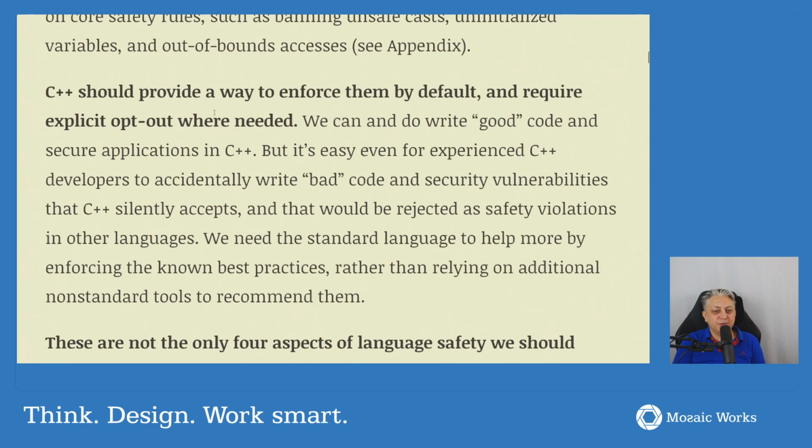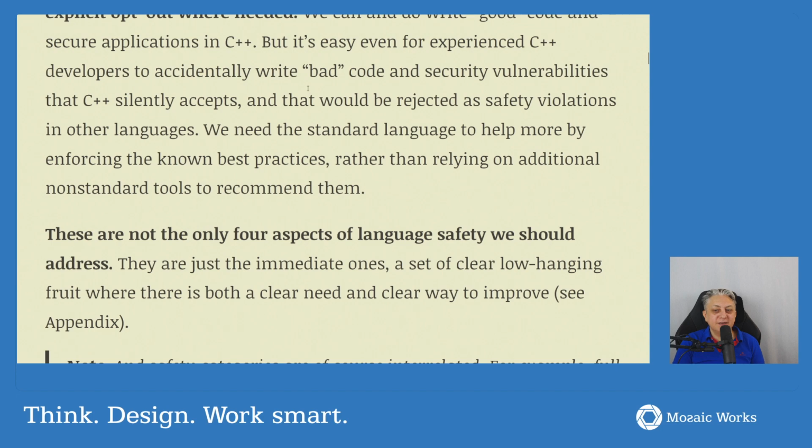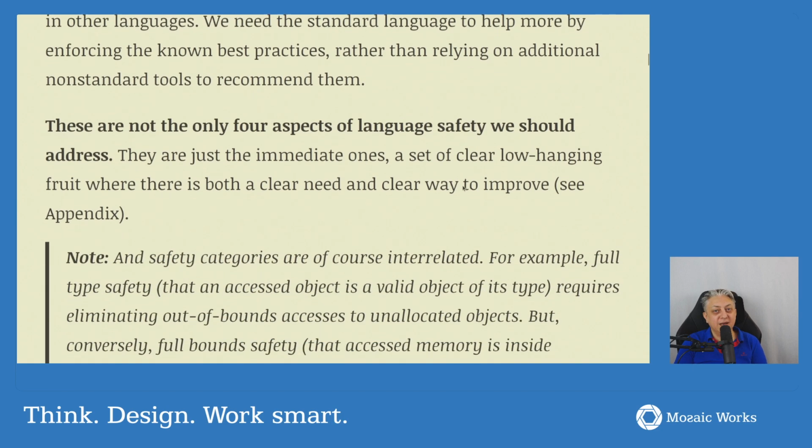C++ should provide a way to enforce them by default and require explicit opt-out when needed. We can and do write good code and secure applications in C++, but it's easy even for experienced C++ developers to accidentally write bad code and security vulnerabilities that C++ silently accepts, and that would be rejected as safety violations in other languages. We need a standard language to help more by enforcing the known best practices rather than relying on additional non-standard tools to recommend them.